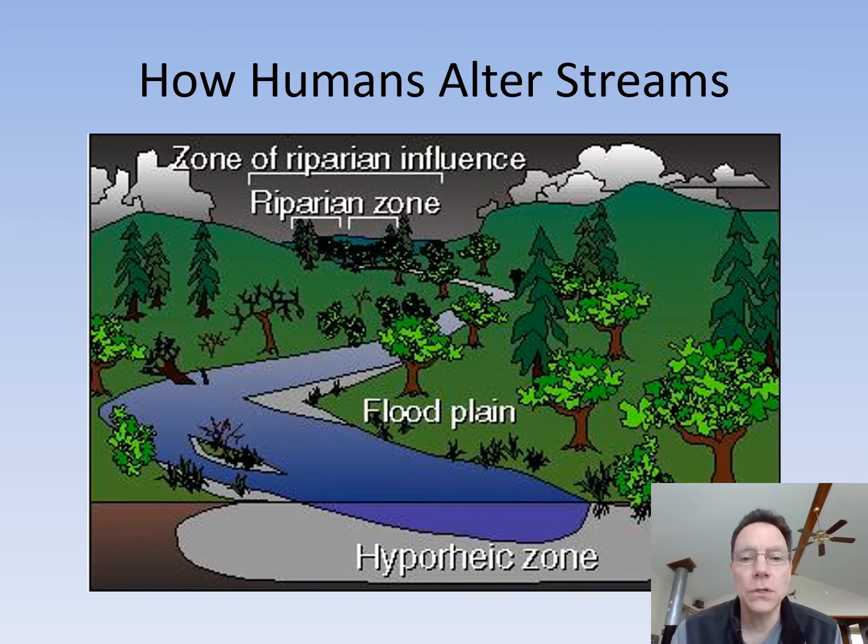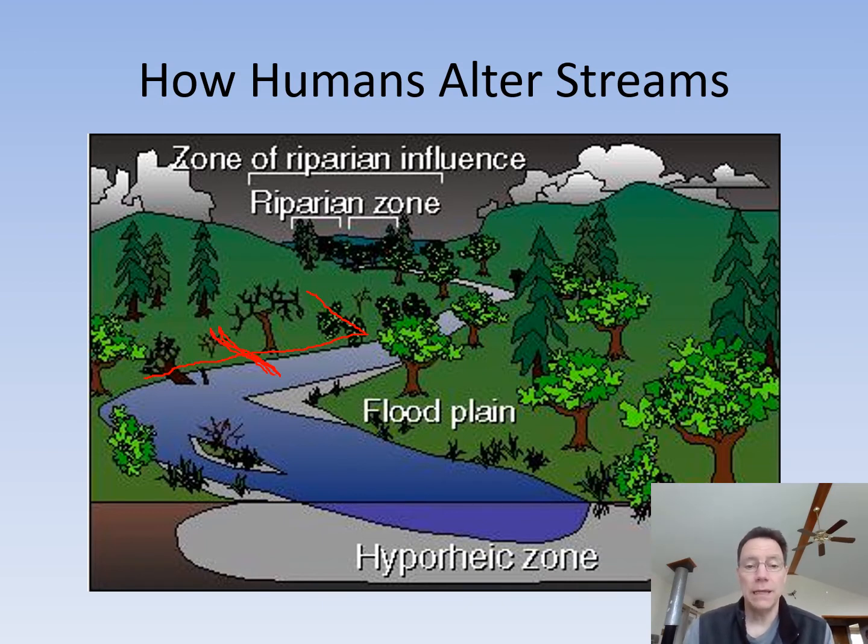We humans also alter streams by disconnecting them from the floodplain, the riparian corridor, and sometimes even from the hyporheic zone. So we tend to like to build or farm right down to the edge of the stream, and then we build flood walls along the stream. So we're effectively removing the stream from the riparian corridor and preventing that flood exchange that we talked about last time, that lateral exchange of material and organisms and energy and water.